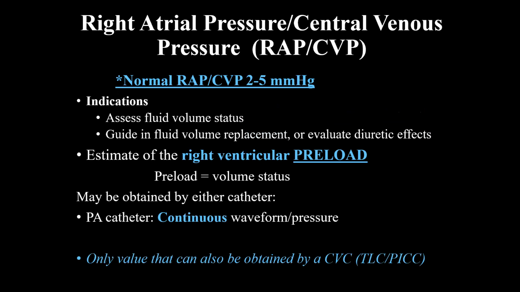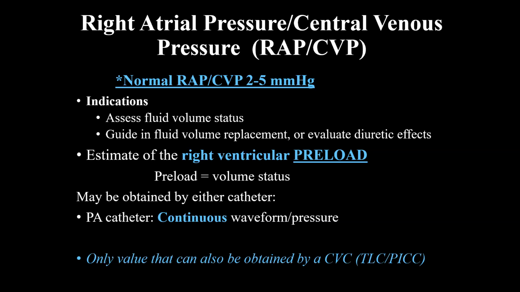We can get this right atrial pressure or central venous pressure, either one, and I'll put both of them on the test because some old school people know it as CVP, some know it as RAP. You can get this one, and it's right here, only value that can be obtained by a triple lumen or a PICC line, because the PICC line is a peripherally inserted central catheter. It has to be central, no peripheral lines. But that's the only thing that you could get from a triple lumen or a PICC line.